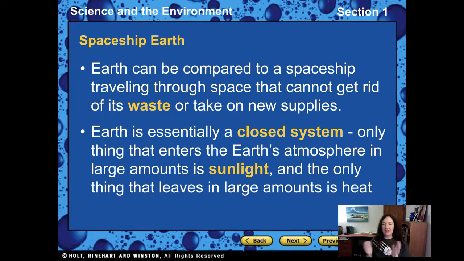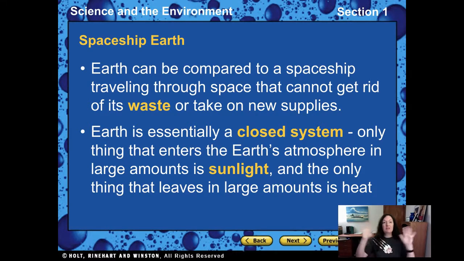You have like asteroids and meteors and things that come into the Earth's atmosphere. You also have us putting satellites out into space and space probes and things like that. But that's not a whole lot. Essentially, all the stuff that is on the Earth is going to stay on the Earth, and it will just keep recycling over millions and millions of years. That's what it has been doing for millions of years.